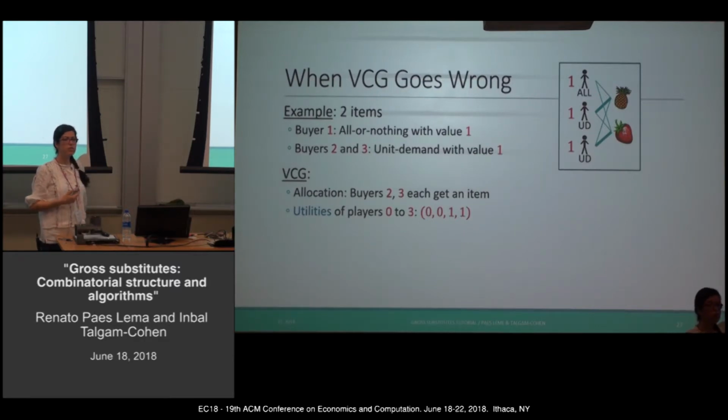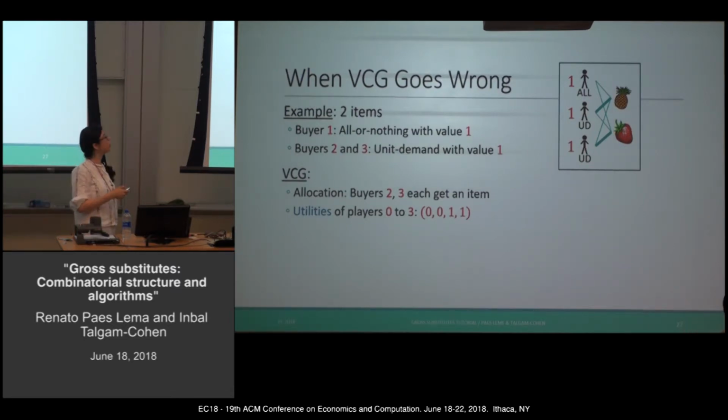Now VCG can go terribly wrong in a practical sense. And let's see this in an example. So here we have two items, and we have three players. The first player is all or nothing, so she wants both fruit. The two other players are unit demand, so they want either the pineapple or the strawberry, and the values are all 1.